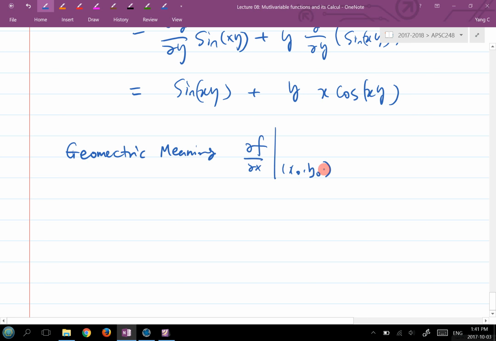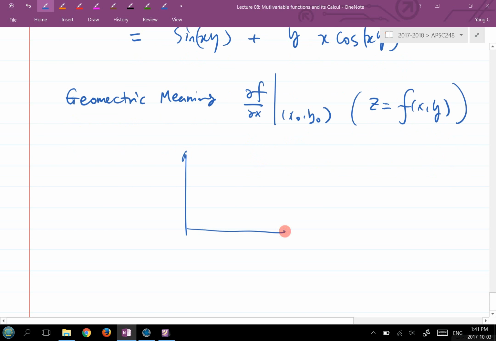So let's think a little bit about the concrete meaning of partial f over partial x at a certain point. Now in this case, I'm going to use a function of 2 variables to illustrate this idea. So now I'm going to go into 3D space. When you have a function of 2 variables, you can always construct a surface, so that's your z equal to f of x, y. Good?